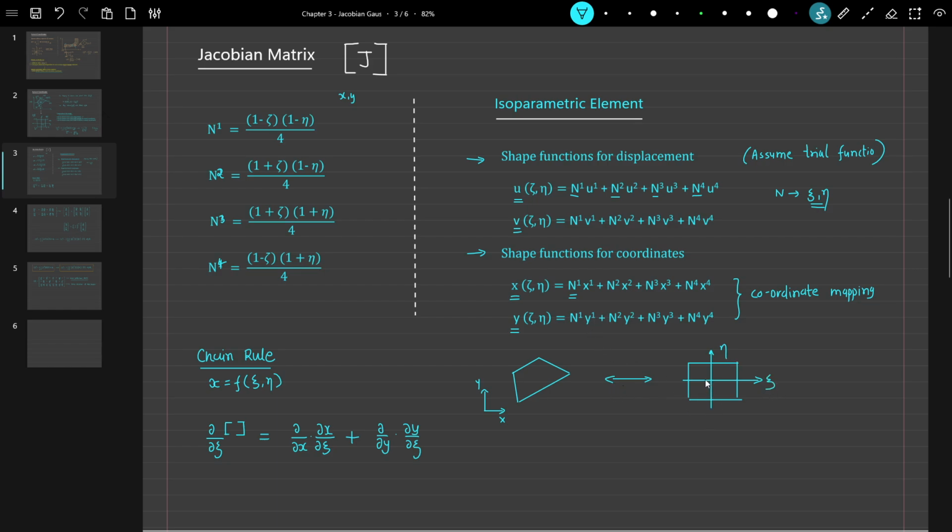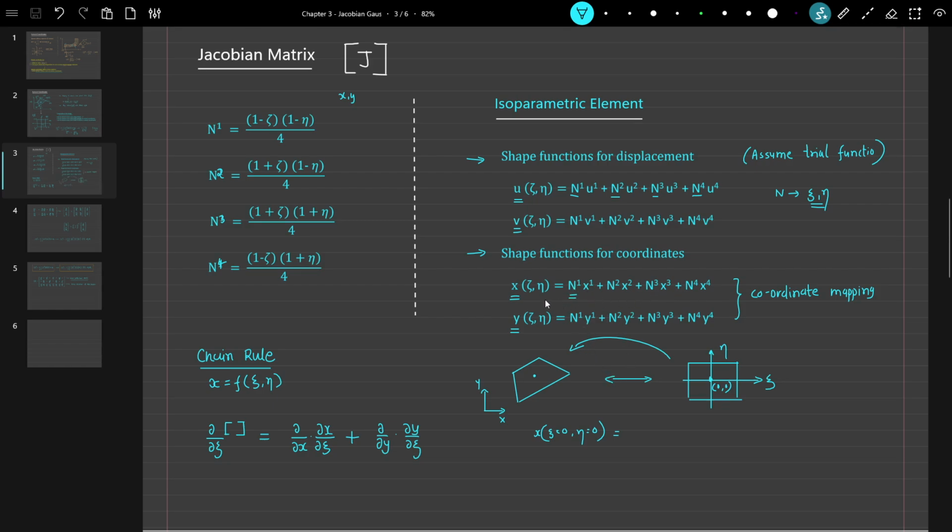So let's try to understand this. Let's take, we want to find the center point of this element. The xy coordinates we want to find for this point. This point corresponding to natural coordinates is 0, 0. So zeta equal to 0 and eta equal to 0. When we put these coordinates, we want to find the corresponding point in xy space. So the x coordinate of this point is equal to n1. We can put zeta eta equal to 0 here. So n1 will be 1 by 4. Similarly, all n2, n3, n4 are 1 by 4.